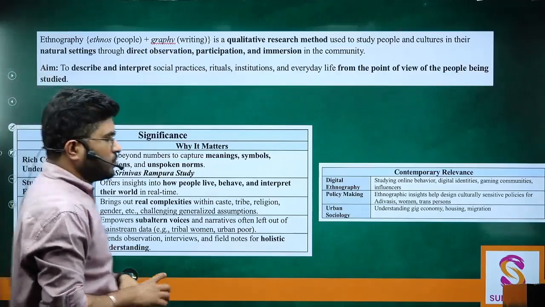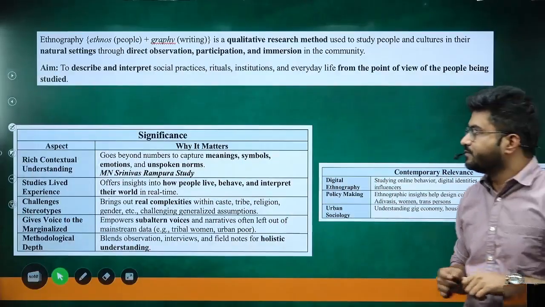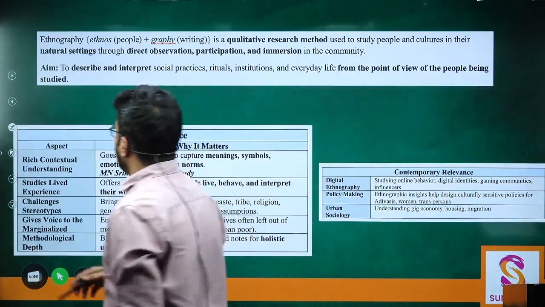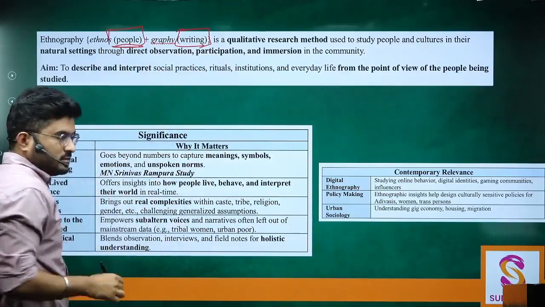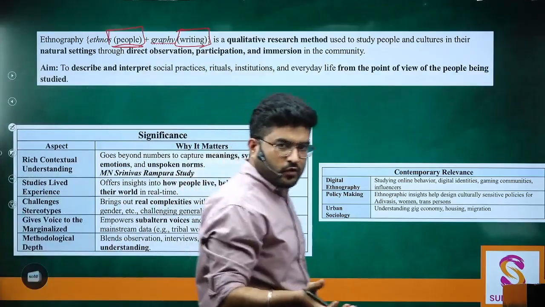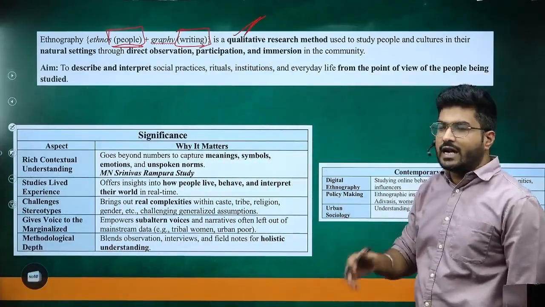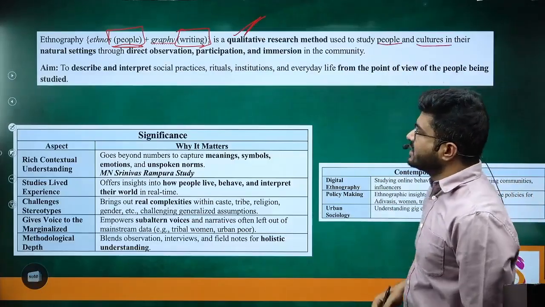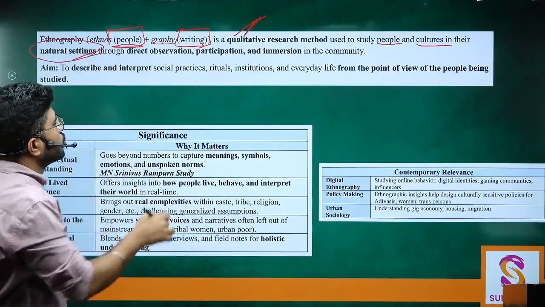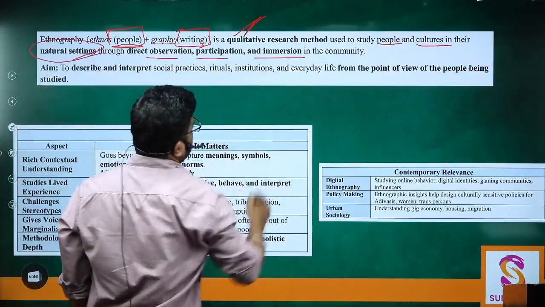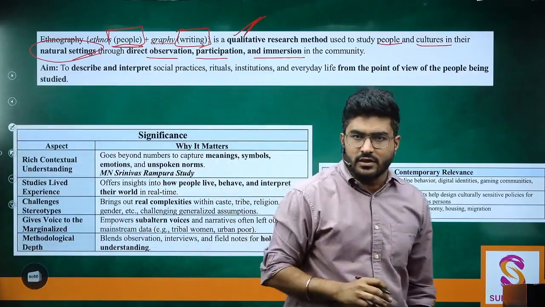Then comes your ethnography, what this ethnography is all about, which is the PYQ which I have shown you earlier. So in ethnography, ethnos means people and graphy means writing. It is a non-positivist school of thought, hence it is a qualitative research method, where we tend to study people and cultures in their natural settings, through observation, participation, immersion in the community, etc. Like field study, participant observation study, etc.